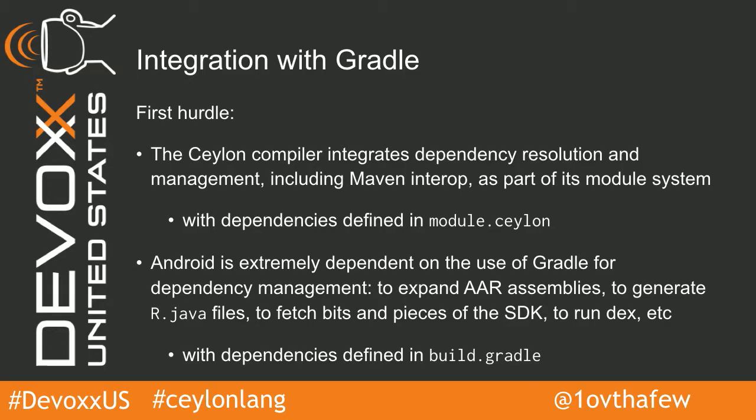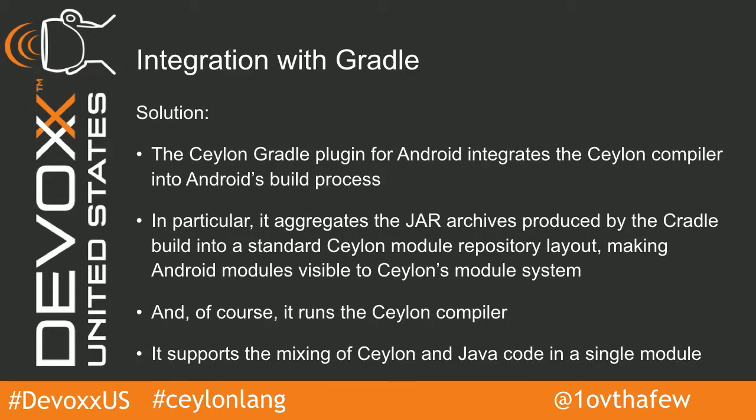So these dependencies are ultimately Maven modules anyway, aren't they? Why can't I just get Ceylon to fetch them for me? And Steph corrected me and said, no, it's not that easy. They're all over the place. They're not really jars. There's essentially no way to get away from the use of Gradle if you're trying to do Android development. So the solution is the Ceylon Gradle plugin for Android. This integrates the Ceylon compiler with Android's build process.